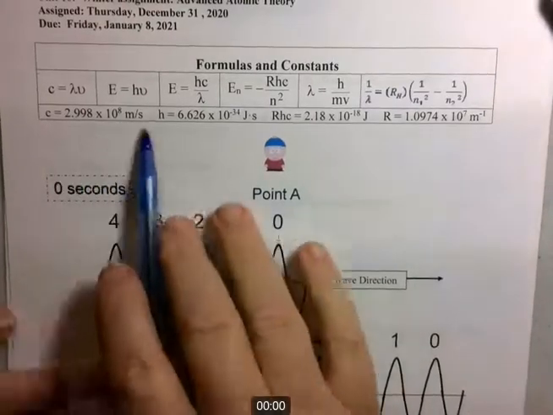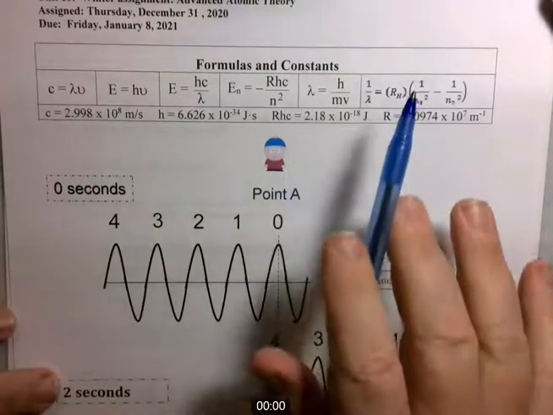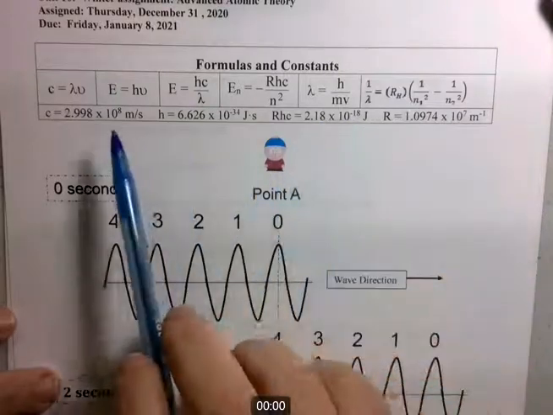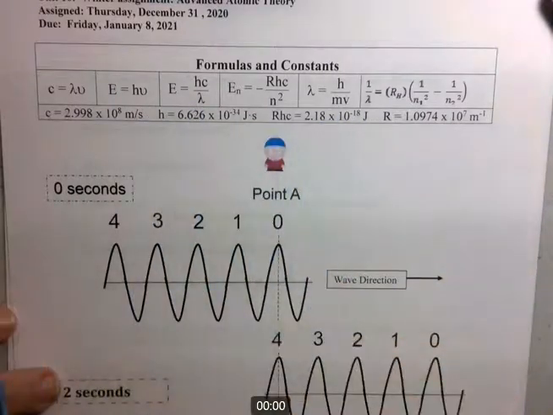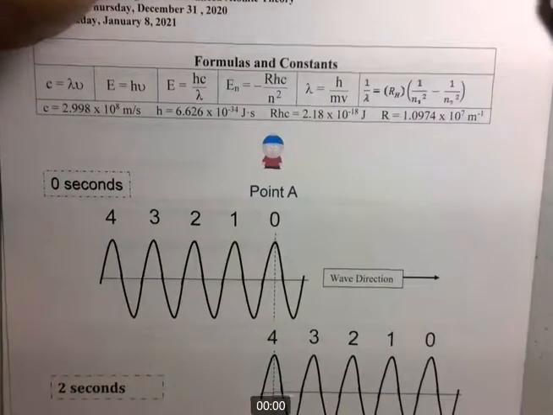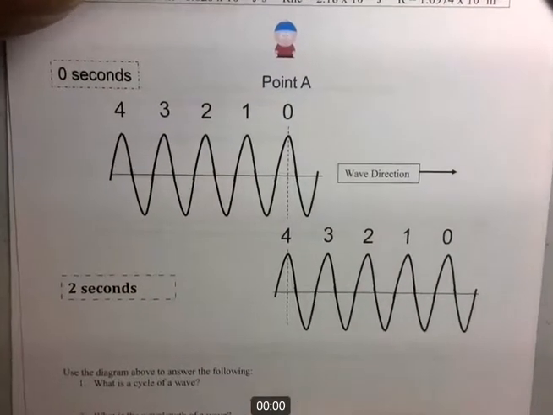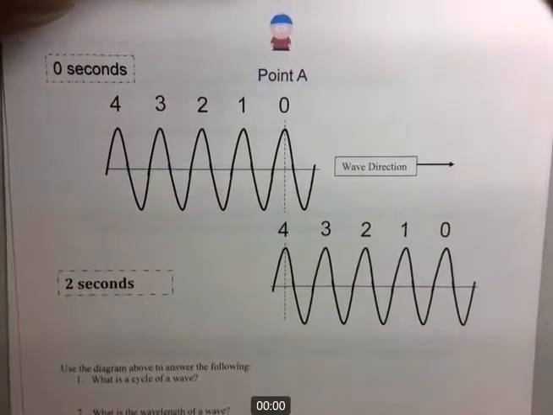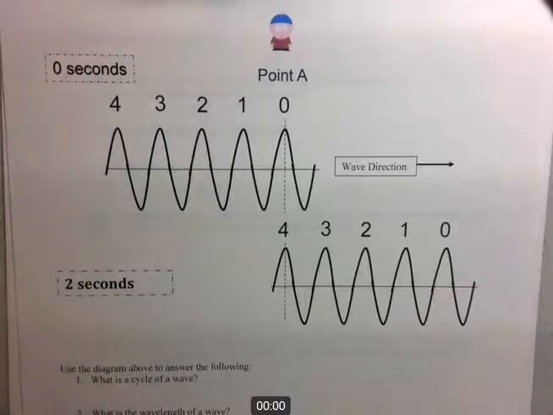We're going to start off with some formulas at the top. I'll deal with these later. These come in later in the assignment, and these constants, we'll talk about those. The first part of the couple pages really just reviews what you learned in physics if you took physics, and if you didn't, then you'll learn it here.